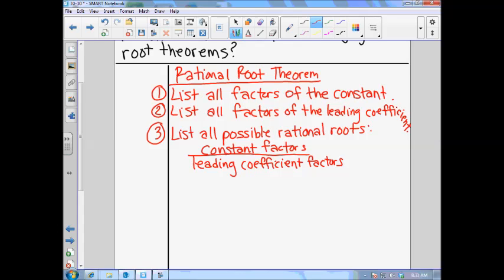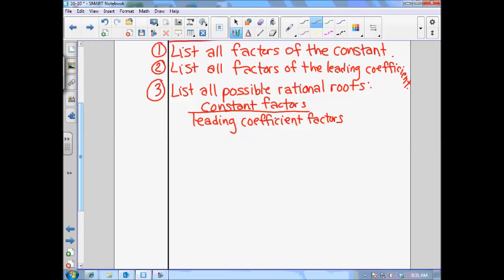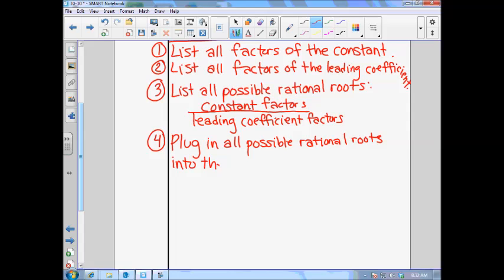After we have all possible roots, we have to find which ones are actually the roots. And so we find which ones are actually the roots by plugging them in. We're going to then plug in all possible rational roots into the polynomial. And we'll know that it's actually a root if it equals what number? What is it? 0. Good. Because if we are on the x-axis, then the height is 0. So we'll know it's a rational root if when we plug in the x, we get 0.